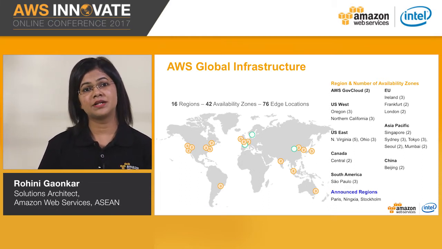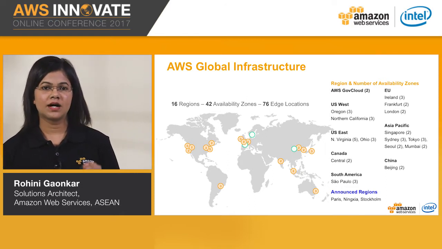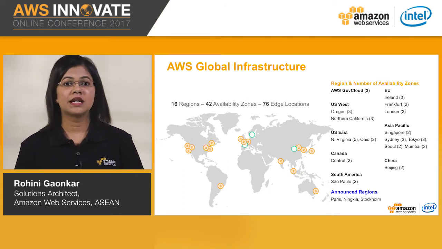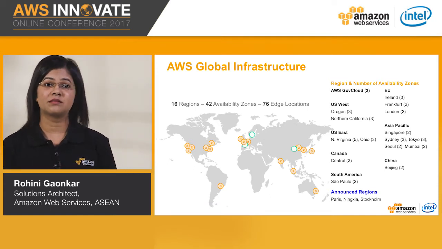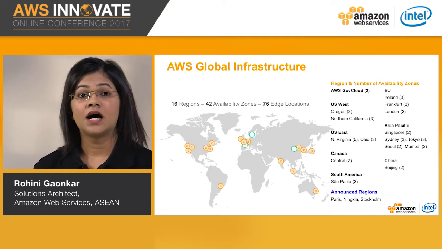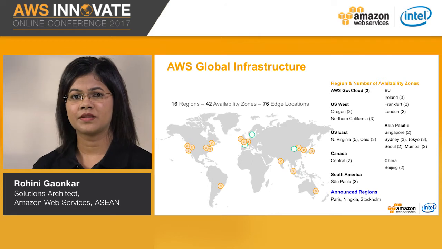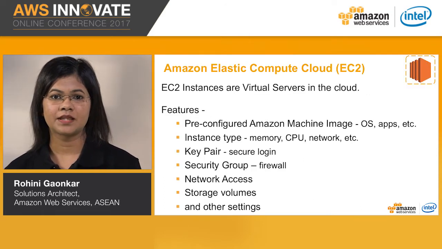AWS has been continually expanding its services to support virtually any cloud workload. It now has more than 90 services that range from compute, storage, networking, databases, analytics, application services, deployment, management, developer, mobile, Internet of Things, artificial intelligence, security, and enterprise applications. Today we will quickly look at some of these services.